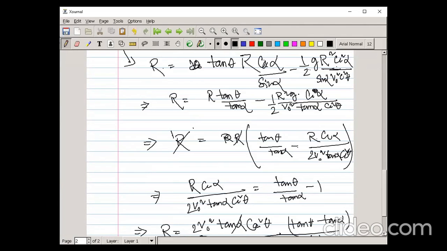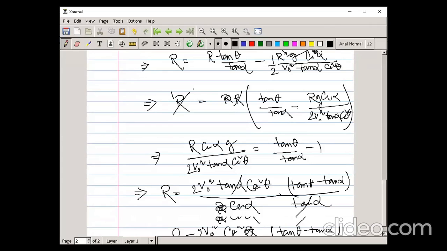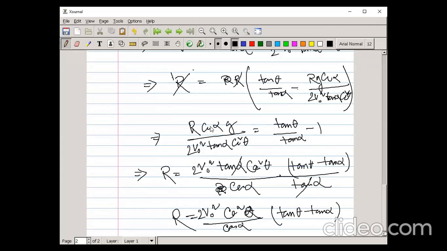Again, I forgot to write this G. Here this G is there. It means the G is also here. The G is also here. And that G means R downside, so G. Student, please see this one: R is equal to 2 V0 square cos square theta divided by G cos alpha, tan theta minus tan alpha.